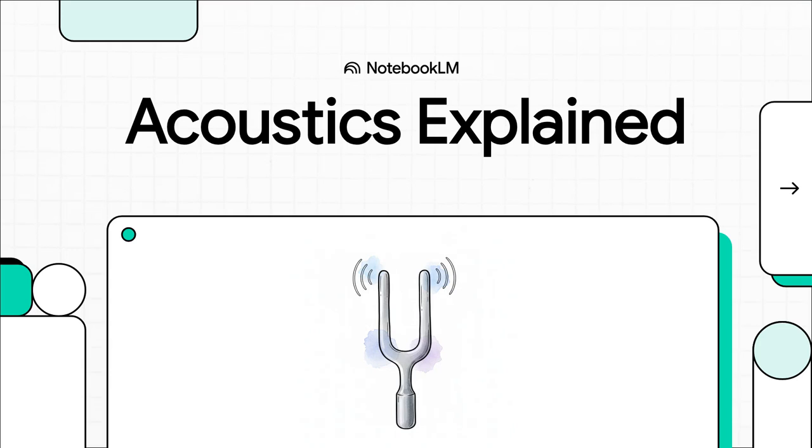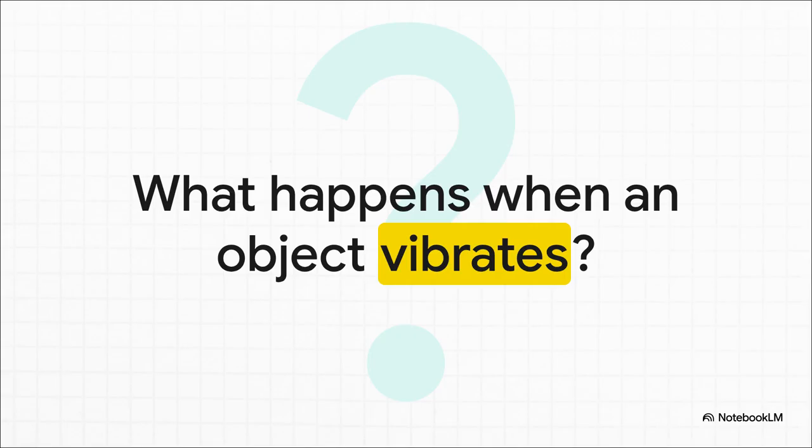Welcome to this explainer. Right now, unseen physical forces are literally smashing into your head at over 700 miles per hour. Crazy, right? And yet your brain is just smoothly interpreting those collisions as the sound of my voice. Today, we're diving way past the basics. We're going to explore the deep physical mechanics of acoustics and sound propagation, and basically make the invisible world of acoustic energy completely visible. So, what exactly happens when an object vibrates to create sound?